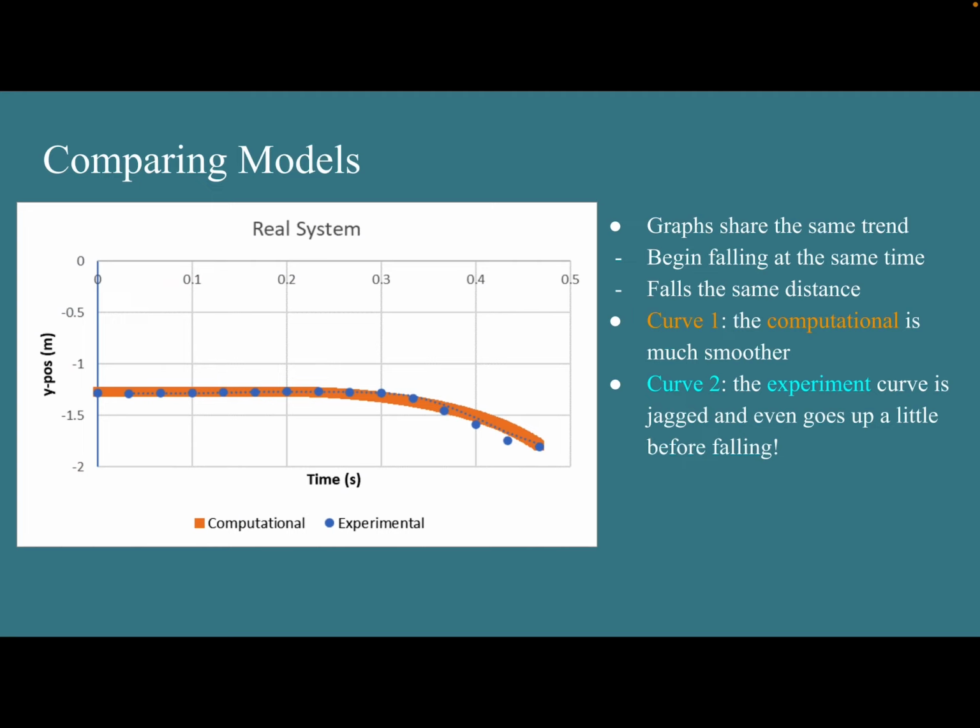Curve 1, the computational model, is much smoother because this would be a perfect example of what would happen. Curve 2, on the other hand, is the experiment curve, and it's much more jagged. The system even goes up a little before falling. One explanation for this discrepancy is a misplacement of dots when using Tracker.